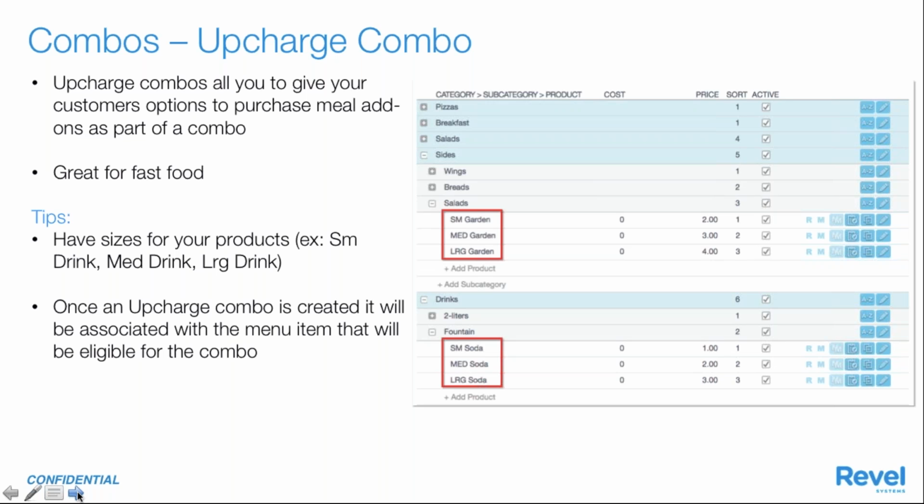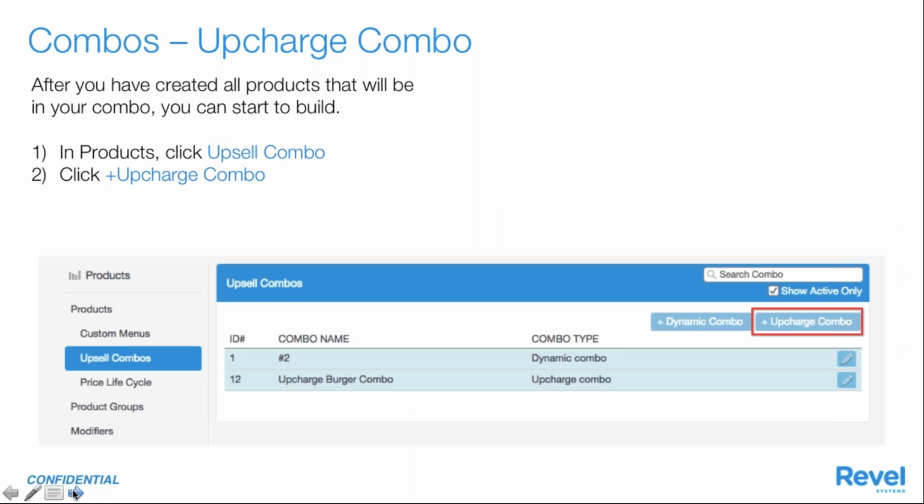Once you create that combo, you can apply it to all the menu items that will be eligible for that combo. So once you've created the different sizes in your menu, we're going to go on to the next step. After you've created those products, in the top right hand, you're going to click on Upsell Combos, which is found here, and that's going to then take you to Upcharge Combo.